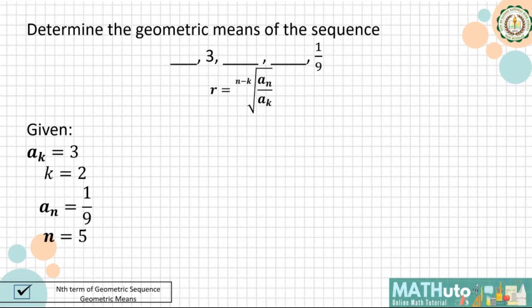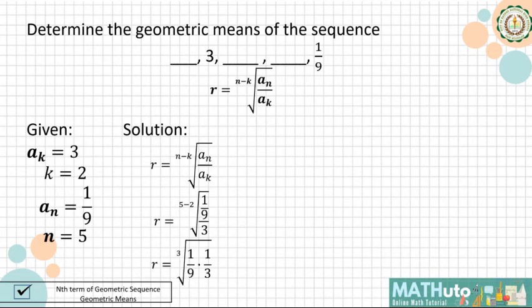Our a sub k is equal to 3, which means k is equal to 2 because 3 is the second term of the sequence. And a sub n, which is the last term, is 1 over 9, which is the fifth term of the sequence, thus n is equal to 5. And then, let us substitute it to our formula. We will come up with r is equal to the (5 minus 2)th root of 1 over 9 over 3.